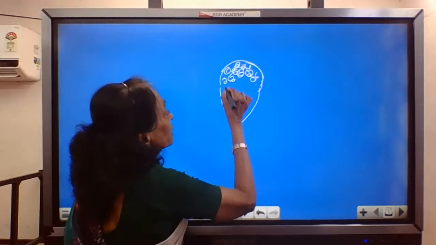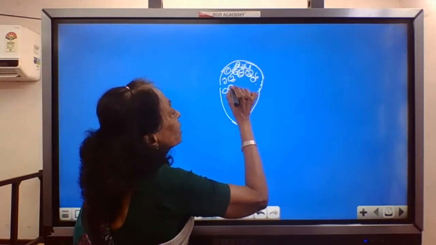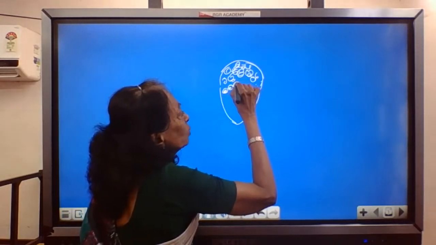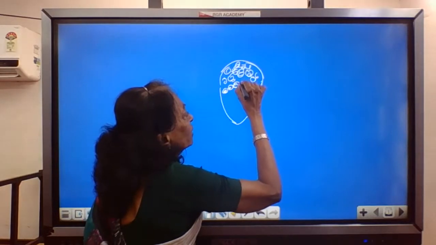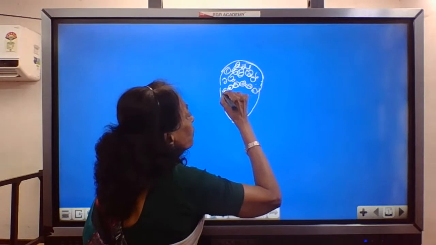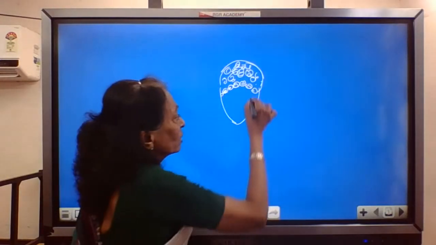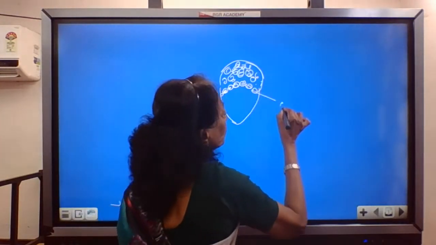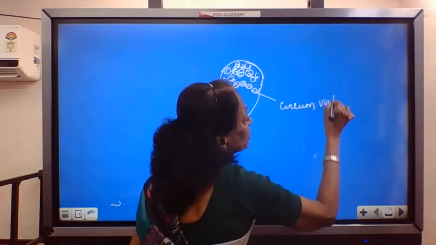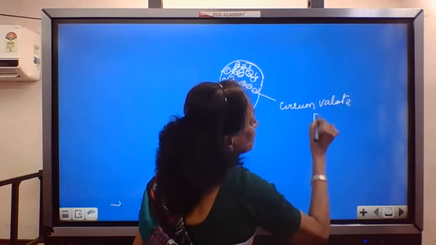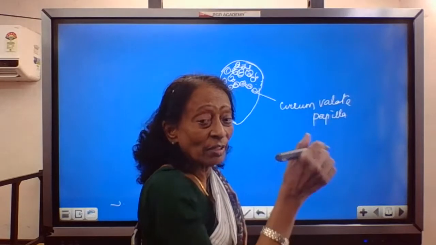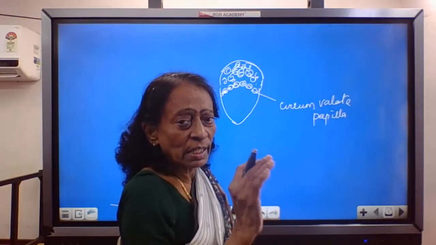Particularly, about 8 to 10 of these elevations are in a circular form, a groove and another groove inside, arranged in the form of a V. What are these papillae called? They are called the circumvallate papillae, or vallate papillae. These are nothing but elevations. Papillae are elevations. They are not sense organs.